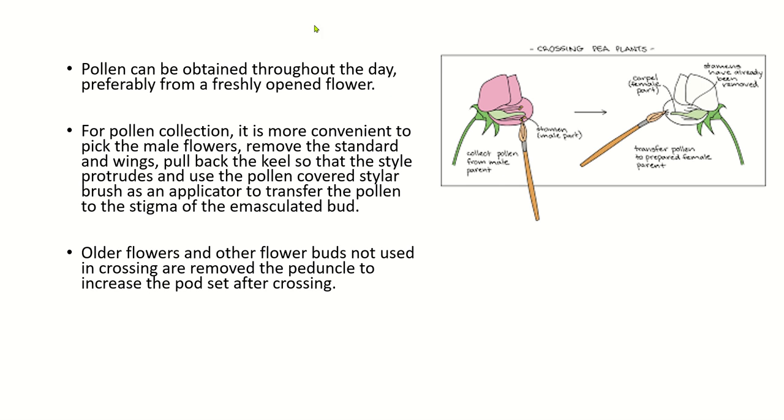Okay, so the emasculation and pollination process of pea, it is quite easy. That's why this is one of the factors why Mendel chose it and Mendel succeeded. Okay, because in this case, you can emasculate at any time, you can pollinate at any time, because the stigma receptivity and anther dehiscence is all throughout the daytime.